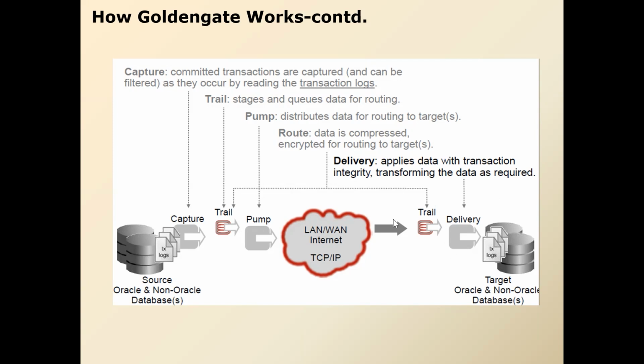What is the source of the replicat process? It's the remote trail file. What is the target of the replicat process? It's the target database. So each process in GoldenGate has a source to read from and a target to write to. Now, each process in GoldenGate is independent of the others. The extract process can continue to run even if your pump or replicat is down. The pump can continue to run even if your replicat or extract is down. The same applies to the replicat process.